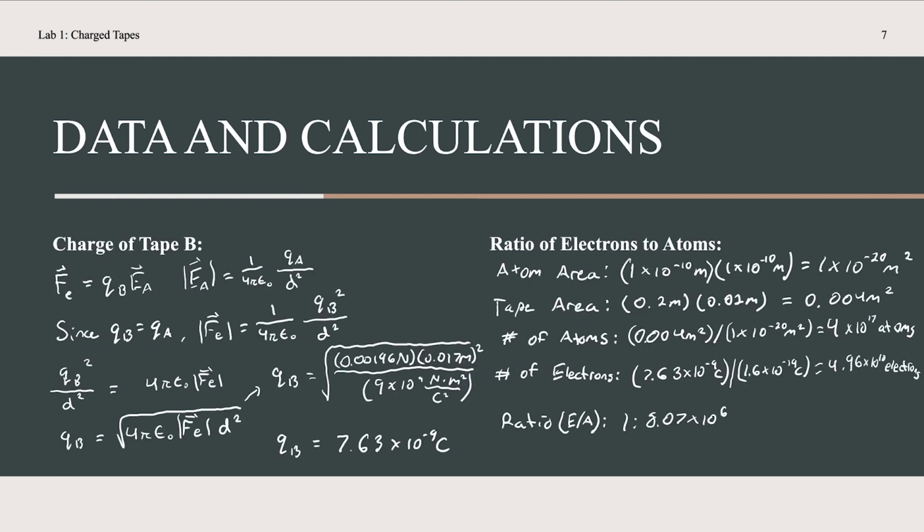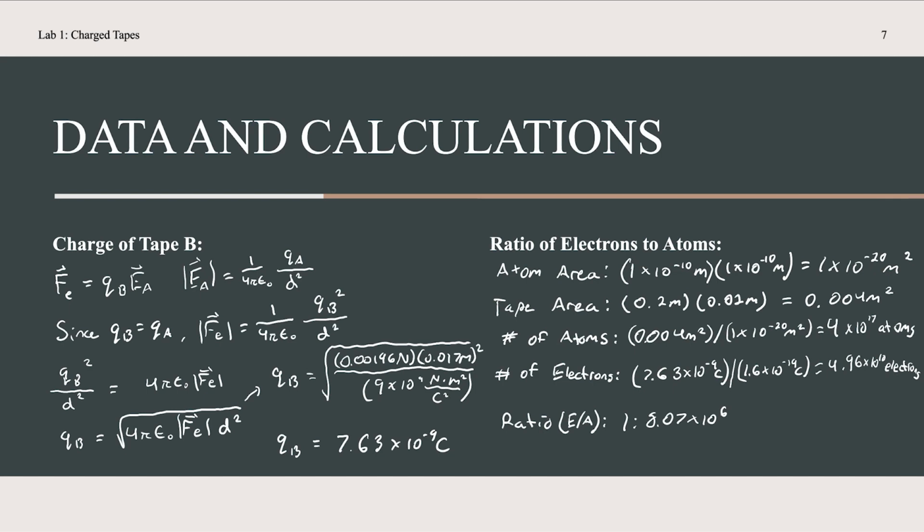Next, I found the charge on the floating tape B by manipulating Coulomb's law equation to isolate Q sub B. When finding the ratio of deficient electrons to atoms on the strip of tape, I first determined the number of atoms by dividing the tape area by the atom area. I then found the number of electrons by dividing the charge of all electrons on tape B by the charge of one electron.